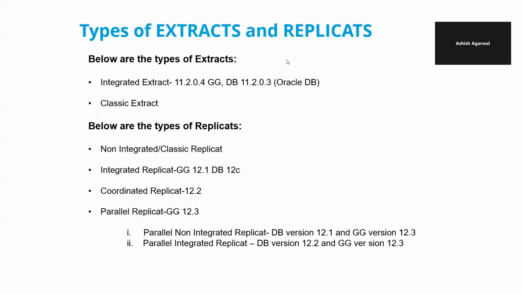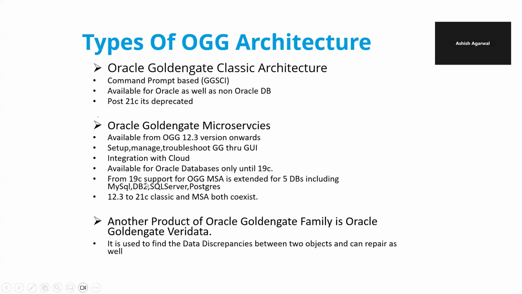Okay, so you can pick and choose, of course, if it's supported. So you can pick and choose what type of extract or what type of replicate you want to apply. So integrated is a type of extract and a type of replicate. So again, I repeat, there are two types of architectures in Golden Gate. One is classic architecture and the second is microservices architecture.